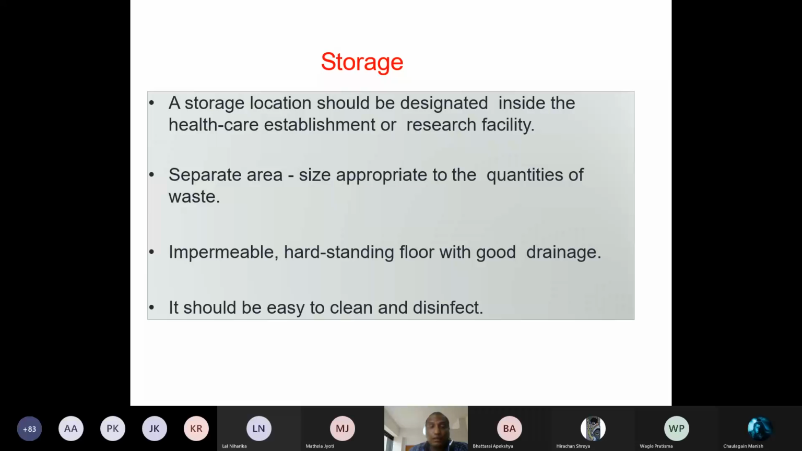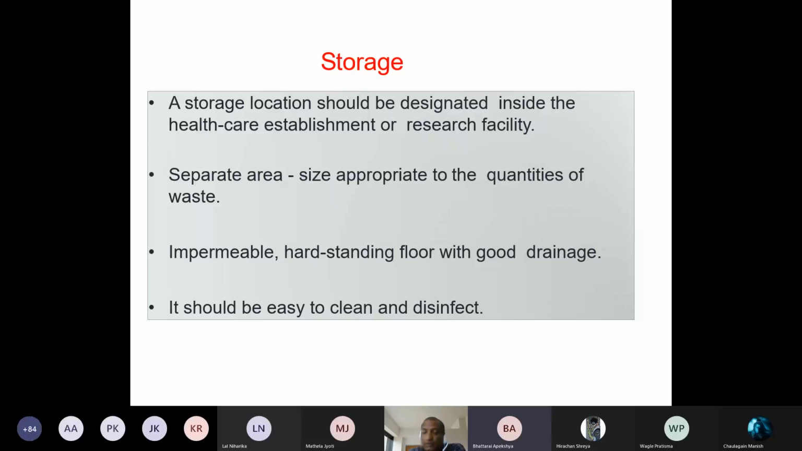Now can you tell how many color codes there are to collect waste and put in the container? Please tell me how many colors there are, and what each color of container or bag means. Anyone? It is in the slide. No, you can see it. Okay, please tell me.